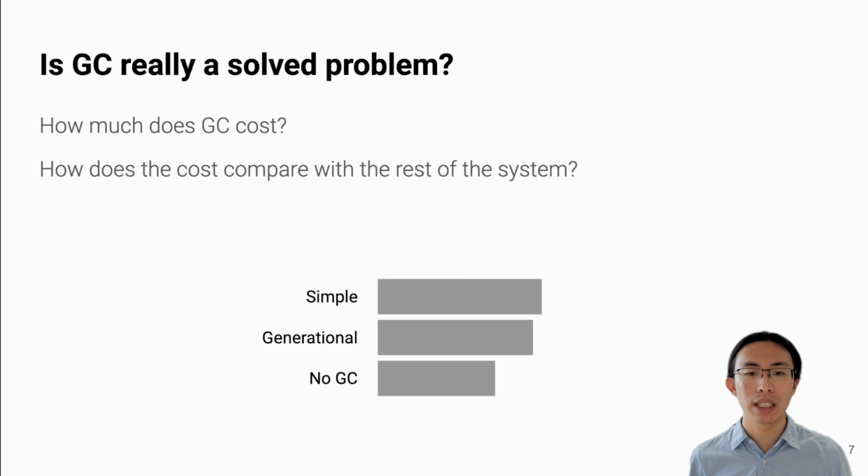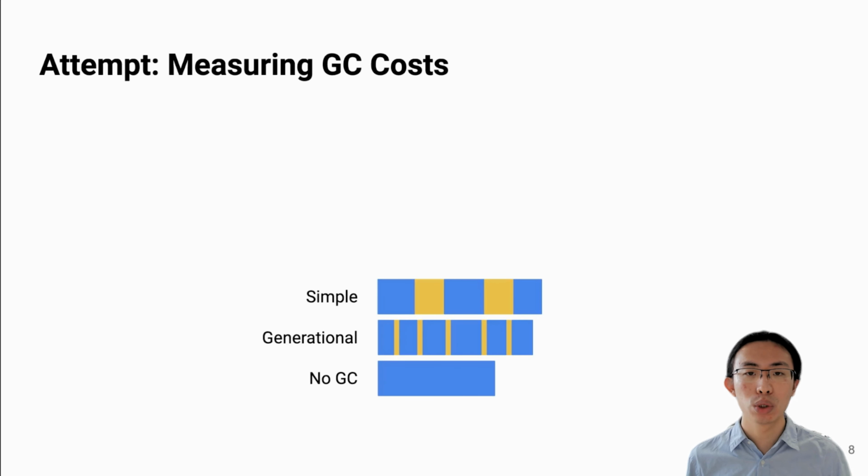Let's try to tease out the GC cost from the total cost. A straightforward approach is to figure out when a GC starts and ends, and we mark all the costs during GC time in yellow. And the rest is just application. Simple, right? So at the top, we have this very simple GC.